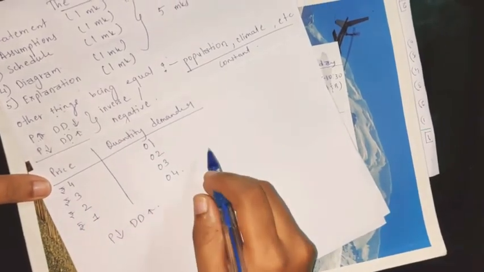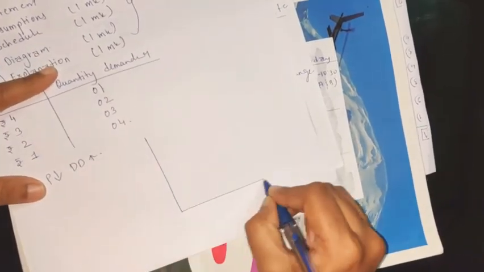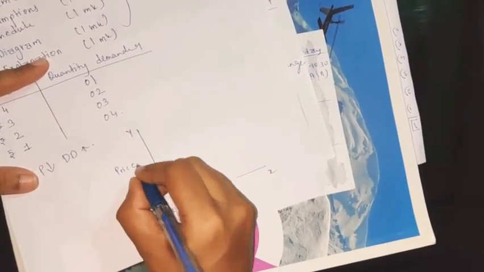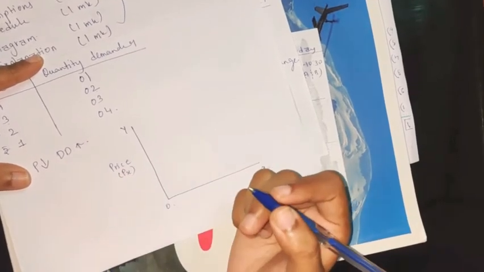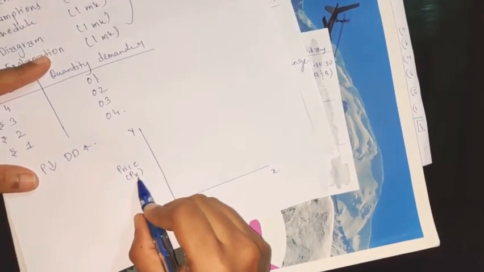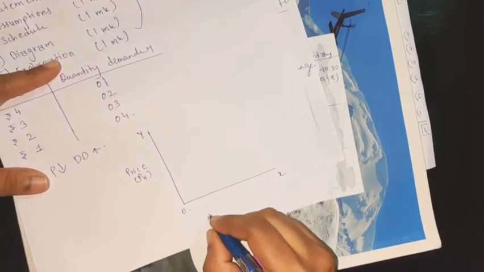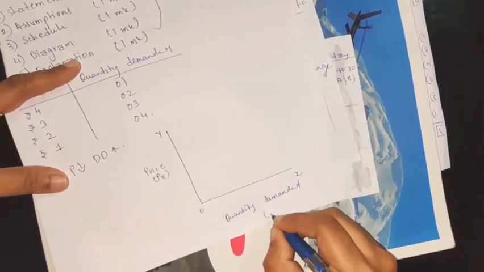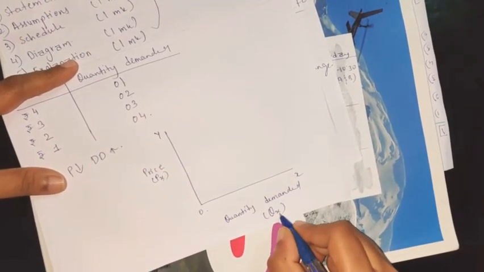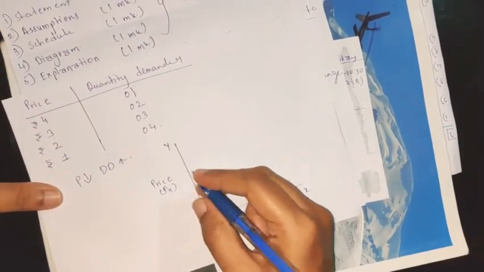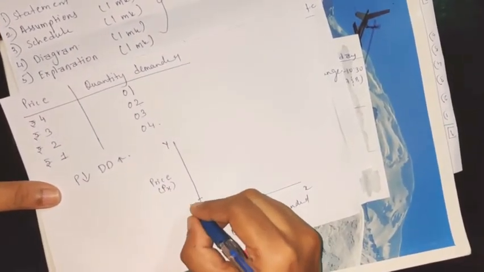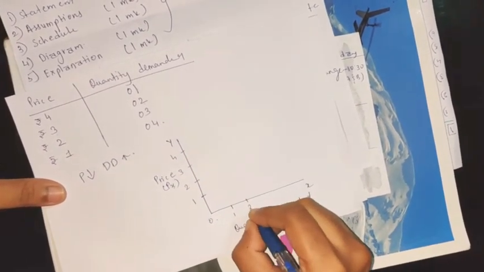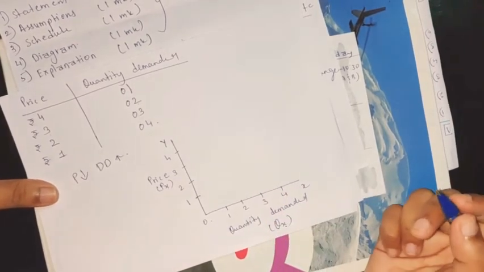Now based on this schedule, the data, we have to draw a graph. Y-axis, x-axis, origin. Price on y-axis, price Px. Px means price of x commodity. That x can be any commodity. Then on x-axis we have quantity demanded, Qx, quantity of x commodity. Plot the information. 1, 2, 3, 4. 1, 2, 3, 4.